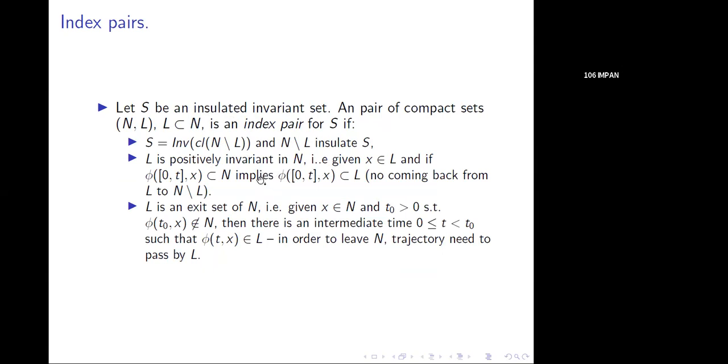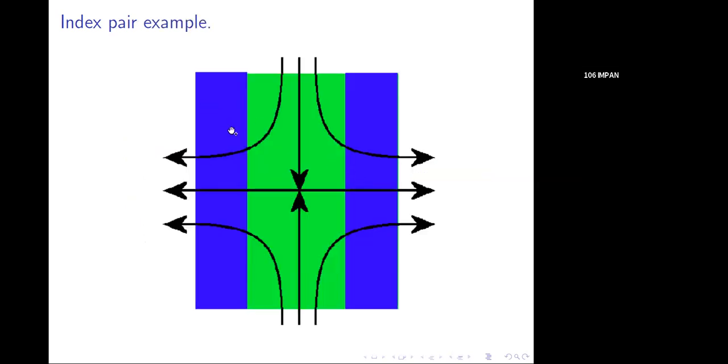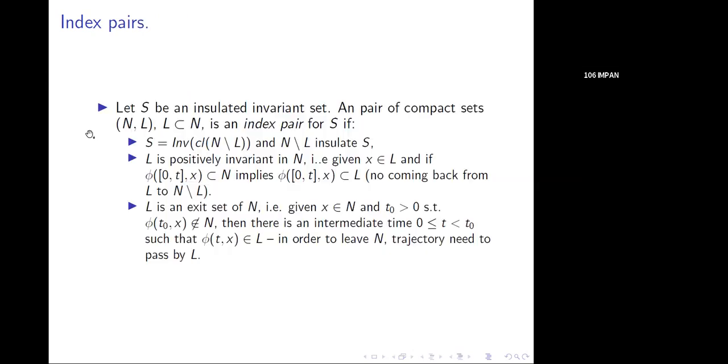The second condition is that L is positively invariant in N. So if I have an initial condition in L, and the trajectory stays in my set N, it means that it stays in the set L. So every time I start from a blue set, I don't go back to the green set. I can only live outside. Right? That's condition number 2.